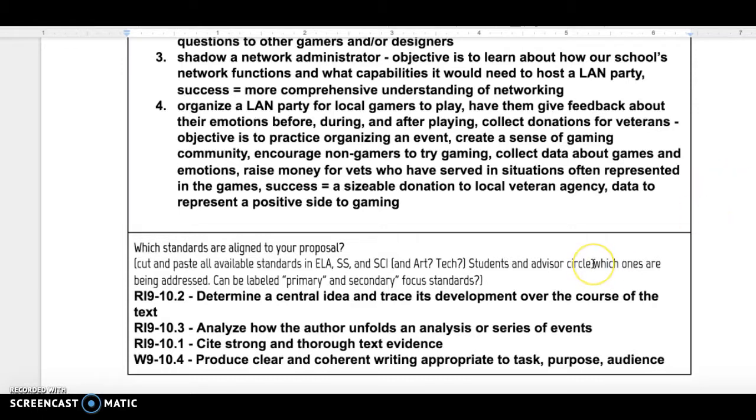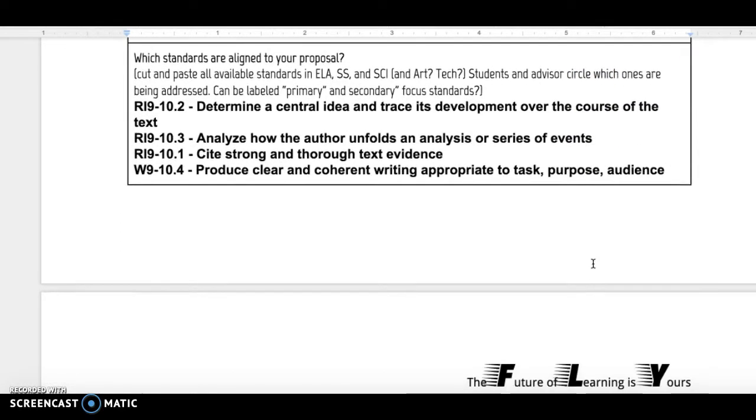So who knew that all of those things were tied to ELA standards, English standards? So we're going to tie that to RI, which means reading informational text. So there are 3 standards that he can apply to this project: determining a central idea, how the author is unfolding the information, and the student citing strong and thorough text evidence.